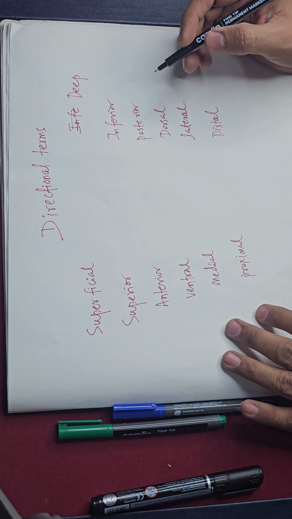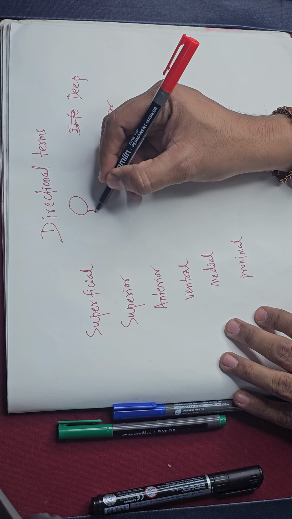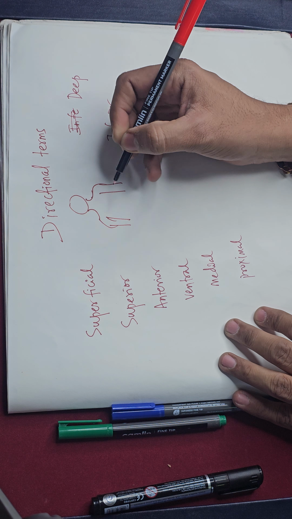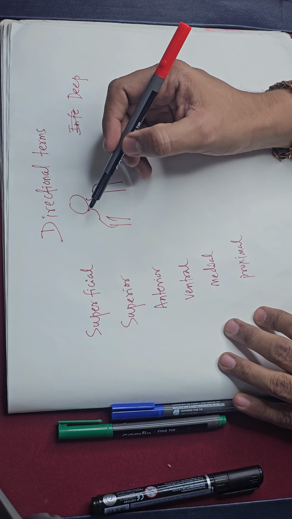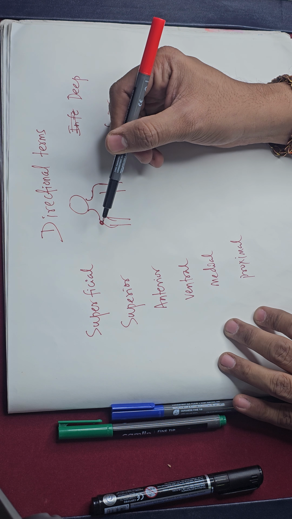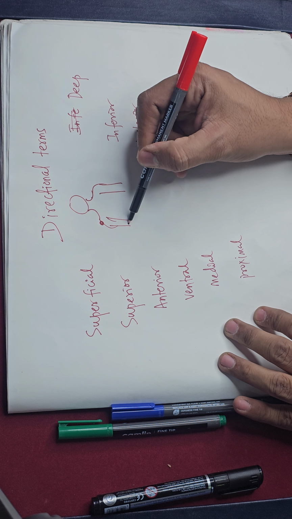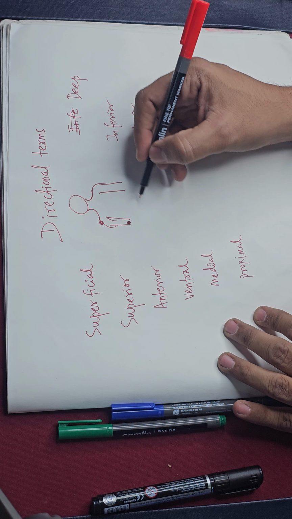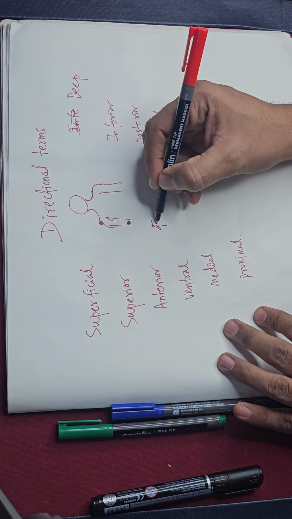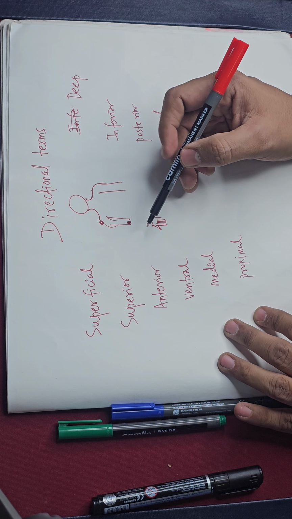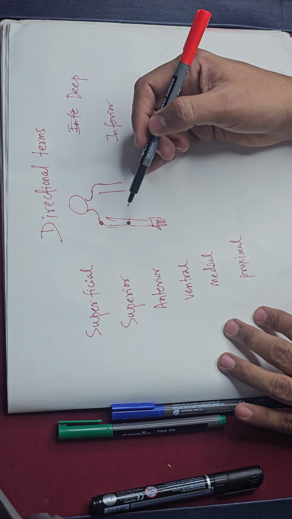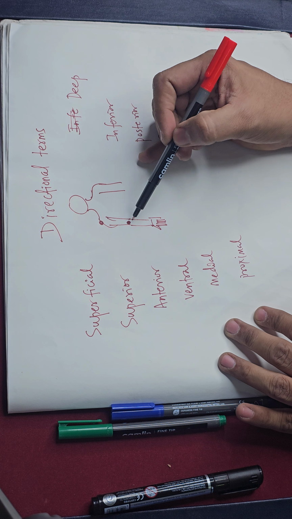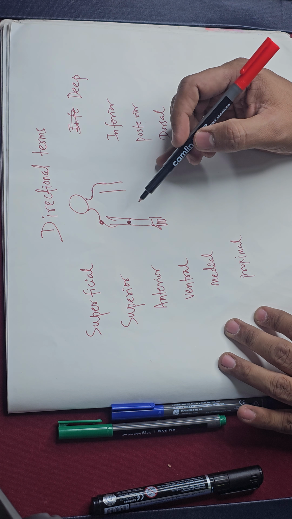For example, the shoulder, if I draw a body, just imagine this is a body, shoulder, elbow. So the shoulder is superior to the elbow. And when I compare the wrist with fingers, you can also use the same superior, inferior description as for the shoulder and elbow.